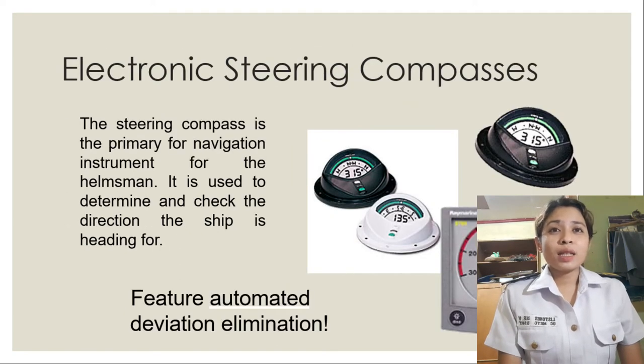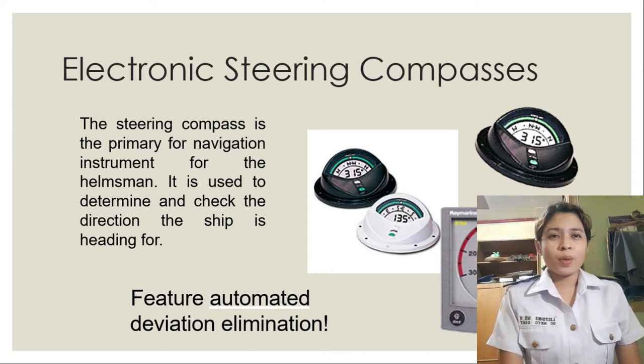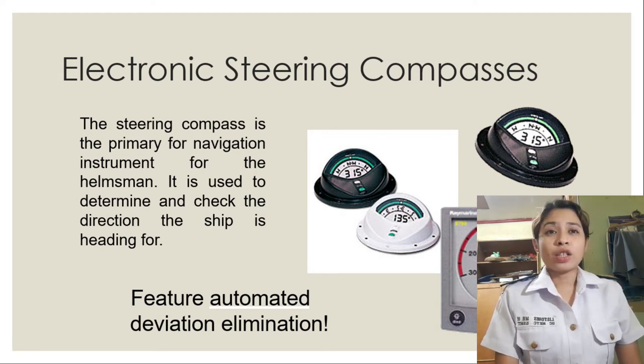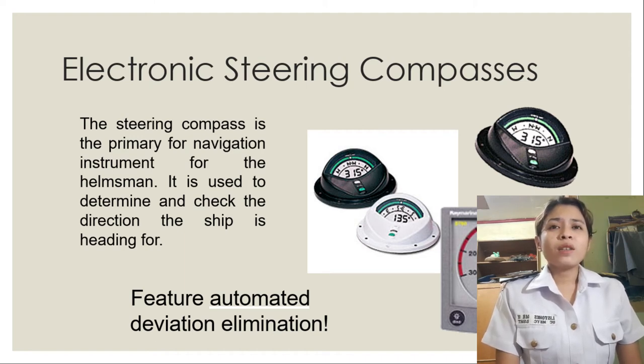Next is the electronic steering compass. What is an electronic steering compass? On board the ship, it normally consists of a permanently installed, high quality magnetic compass located in the cockpit near the steering wheel and steering helm. The steering compass is the primary navigation instrument for the helmsman. It is used to determine and check the direction of the ship as to where it is heading. Also, an electronic steering compass features automated deviation elimination.